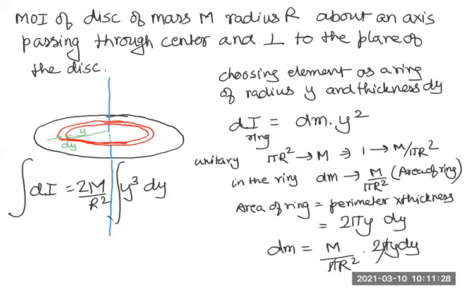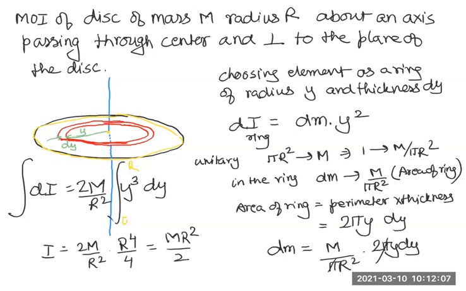How to do that? Well, you go back to your diagram and you say, acha, sabse chota ring kahan hai? Ye raha sabse chota ring, jisne disc se disc bana hai. Aur sabse bada ring kahan hai jisse disc bana hai? So the integration limits must go from 0 to capital R. So I is equal to 2m by r square into r power 4 by 4, which gives me mr square by 2.